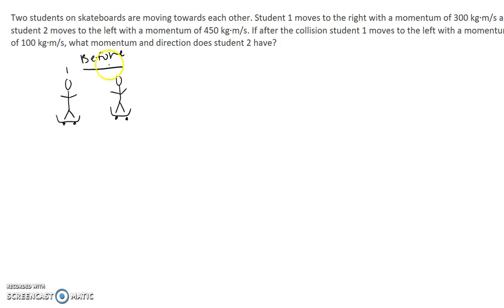I know that person 1 and 2 have different momentums. Person 1 has a momentum of 300 kilograms times meters per second to the right. That means it's a positive value, so 300 kilograms times meters per second. Person 2 has a momentum of 450 kilograms times meters per second, but this time to the left, which means it's negative. So negative 450 kilograms times meters per second.